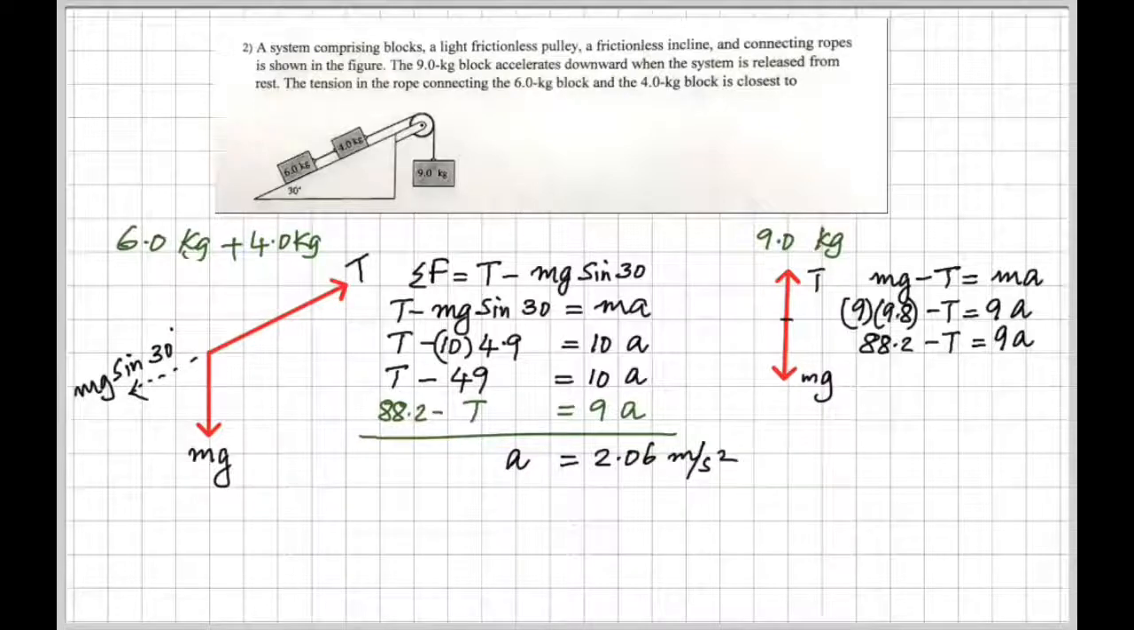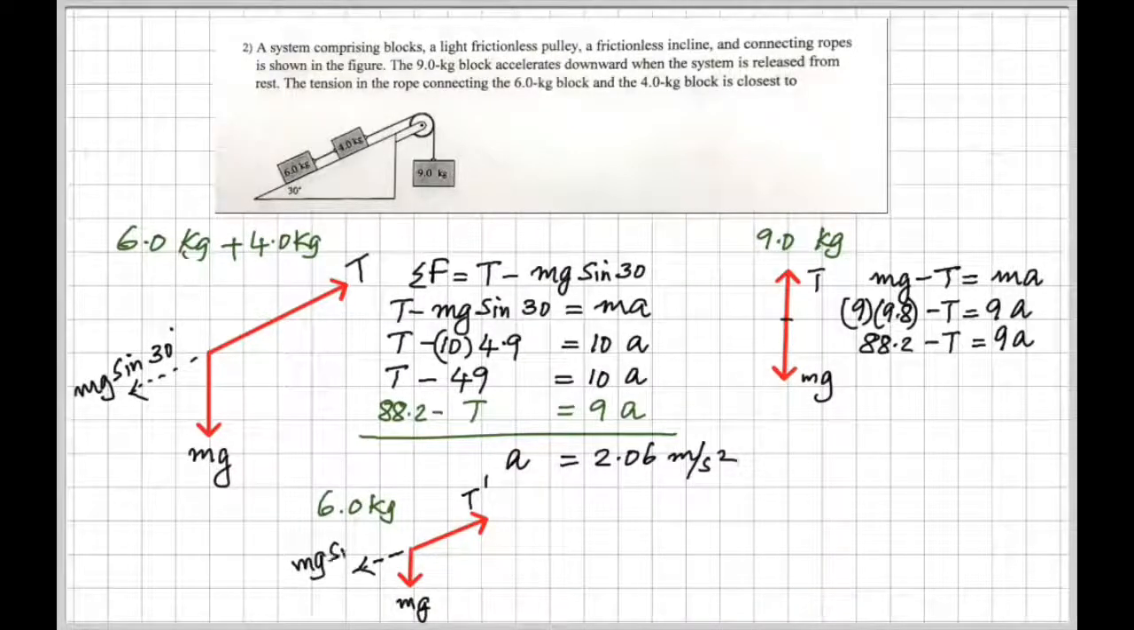Now we can draw the free body diagram on the 6 kilogram. The two forces acting on the 6 kilogram here are its weight vertically down and the tension in this part of the string, which is not T. So we're going to call it something else, say T prime. So here is the free body diagram. You have T prime and mg. Once again, mg is resolved into mg sine theta, which is the only component we need.